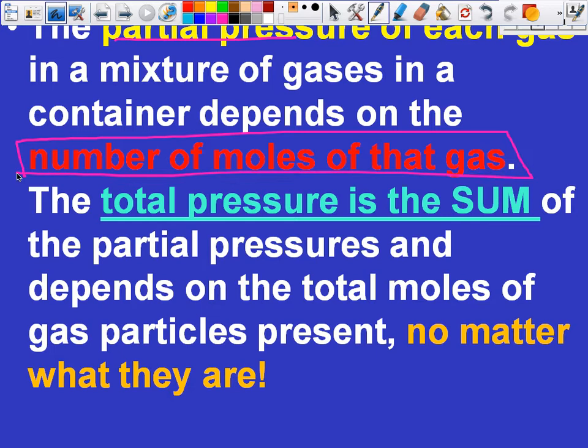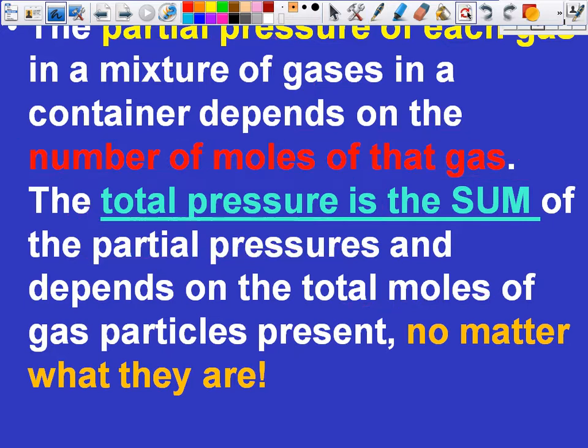Again, if we have two containers, one container has A, one container has B, and then we put both of those containers together. Each container has its own partial pressure, and that pressure will come from the moles of that gas. All right. Well, then once we put those A and B together in the container C, the total pressure will have to come from each individual container. So A will have a pressure, B will have a pressure, and you add those together, which will give you the total pressure. Okay, so not only does the total pressure depend upon the partial pressures, but the partial pressures depend upon the total number of moles.